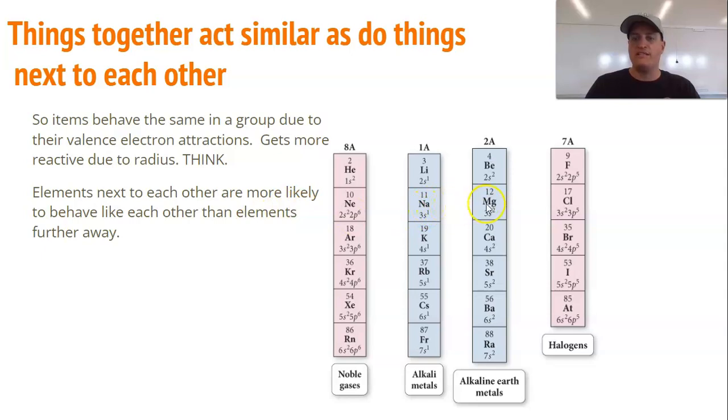So sodium is next to magnesium. Neon is next to chlorine. Those are going to be more likely to react similarly, although I shouldn't actually say that because these are inert and don't react very well. But things like sodium and magnesium are going to be more similar in reactivity than something like sodium and barium, or sodium and selenium way over here in group, which one is that? Group 16. So things similar or near each other are similar in their reactivity.